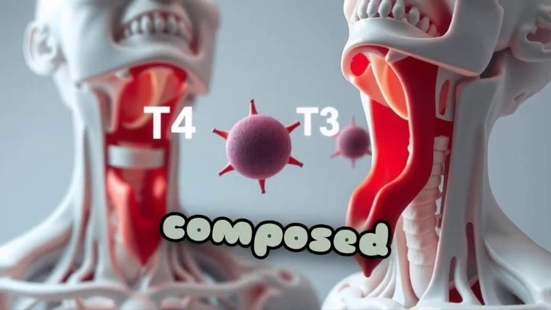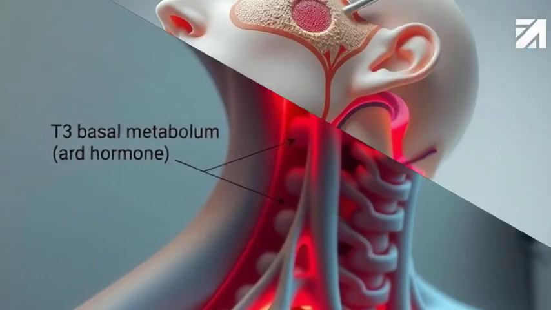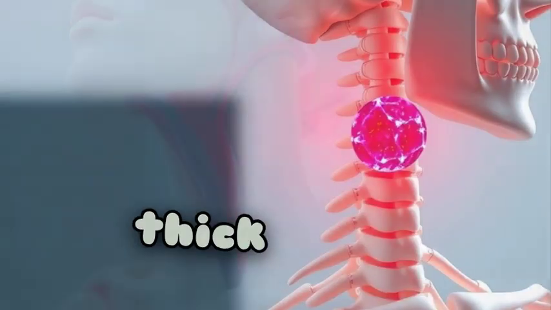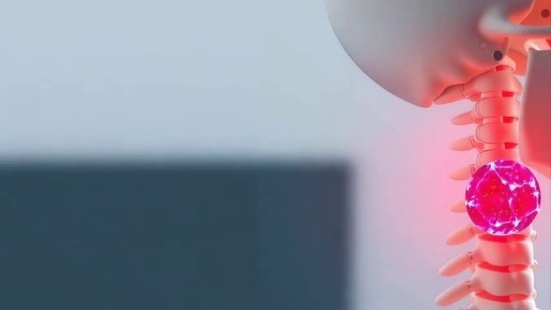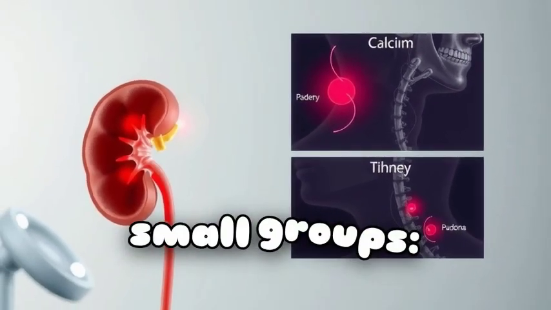The gland is composed of largely spherical follicles formed from cuboidal epithelium. These secrete and store colloid, a thick, sticky protein material. Between the follicles are other cells found singly or in small groups.